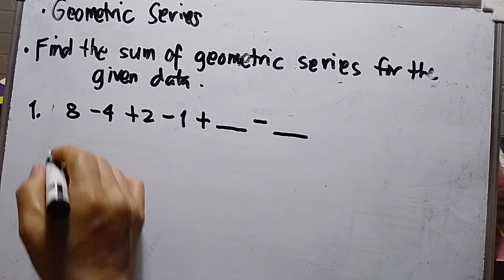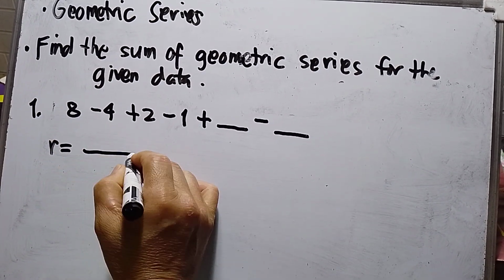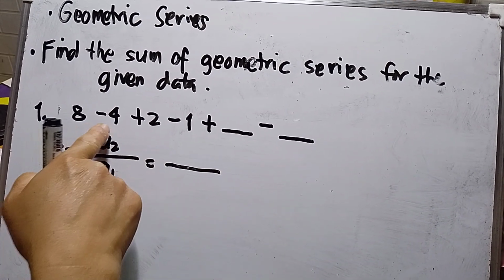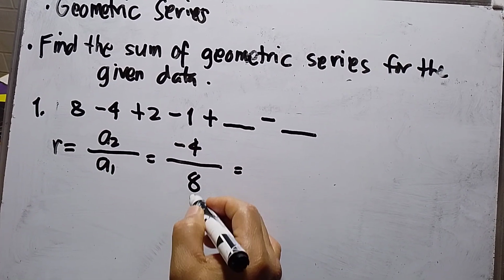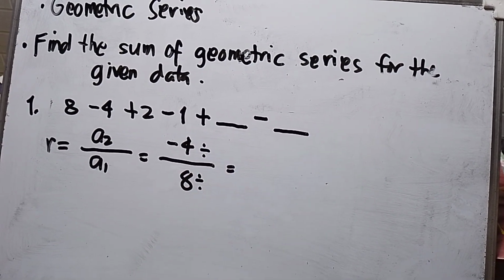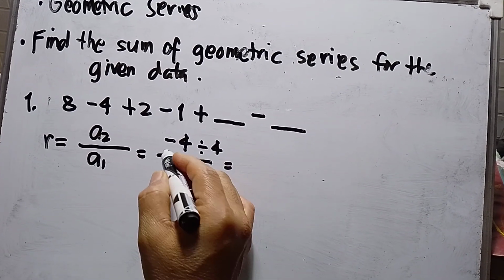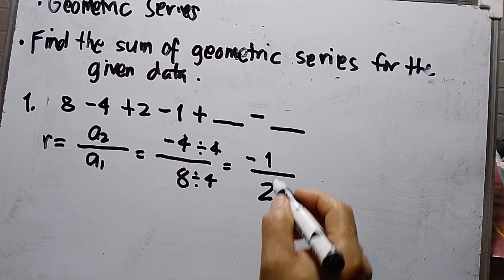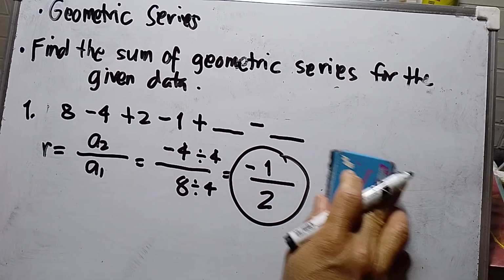So for this data, I will find first the common ratio. The common ratio will be A2 over A1. And we know that A2 is negative 4 and A1 is 8. So negative 4 over 8. Since this is a fraction, we need to reduce it to lowest terms. Divide the numerator by 4, and divide the denominator by 4 also. So this will be negative 1 over 2. So I have now my common ratio: negative 1 over 2.